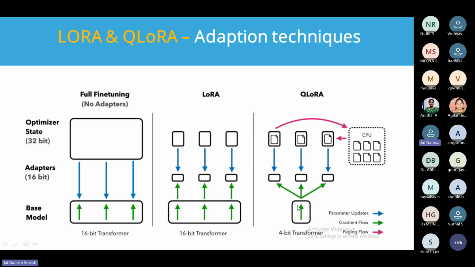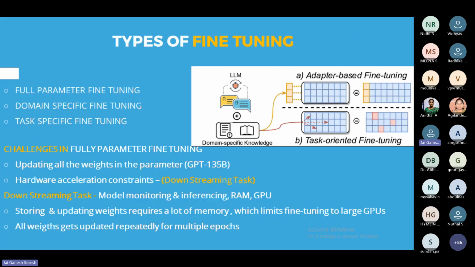I'll show you in a separate slide. So this is a thought about what is full fine tuning and LoRA, as well as QLoRA. So, types of fine tuning. We have different types of fine tuning: fully parameter fine tuning, domain specific fine tuning, and task specific fine tuning. So what is domain specific fine tuning?